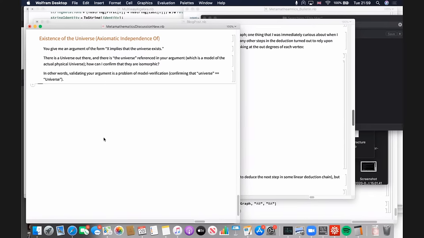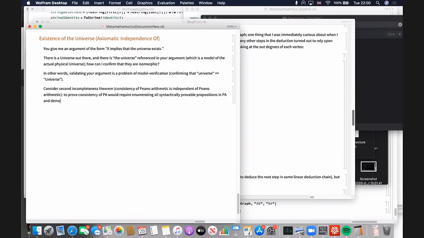Okay. So now, consider the analogy to the second incompleteness theorem, which says that consistency of Peano arithmetic is independent of Peano arithmetic. And the way you prove that is you say, to prove consistency of PA would require enumerating all semantically true propositions in PA, or would require all syntactically provable propositions in PA, and demonstrating that there are no contradictions. Yeah. But by first incompleteness theorem, we can't do that. Right. No such enumeration exists.